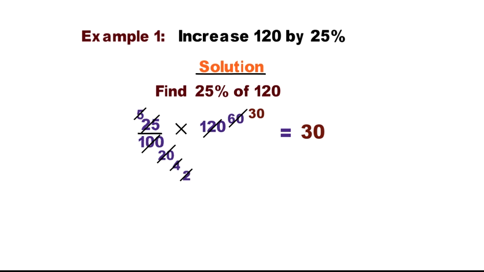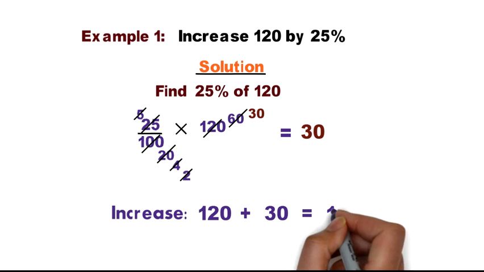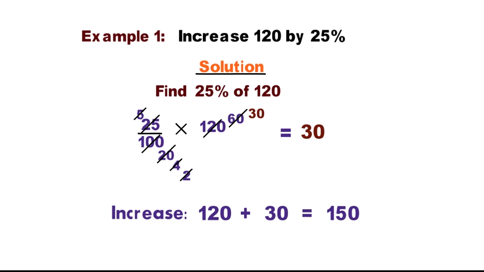Now that we have gotten the result of 25% of 120, the next step is to add the result to 120. So, the increase is 120 plus 30, which is equal to 150. In this example, we have learned how to increase a number by any percentage. Next, let's solve another example.